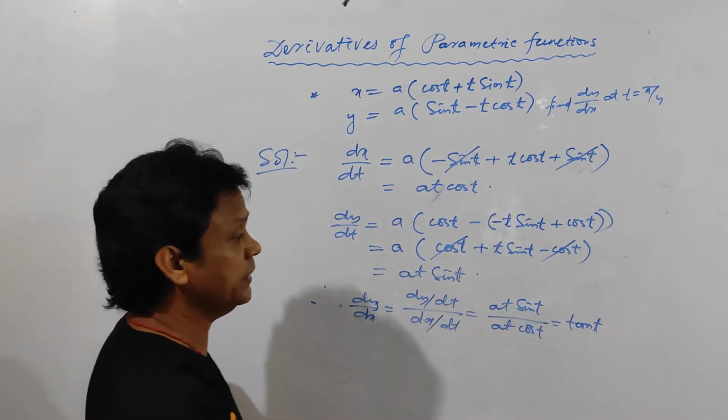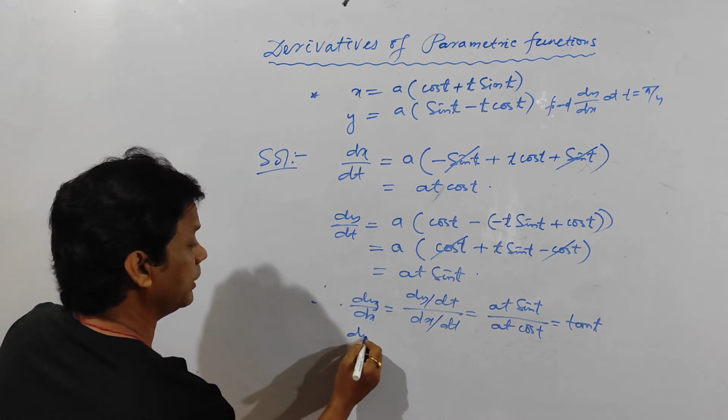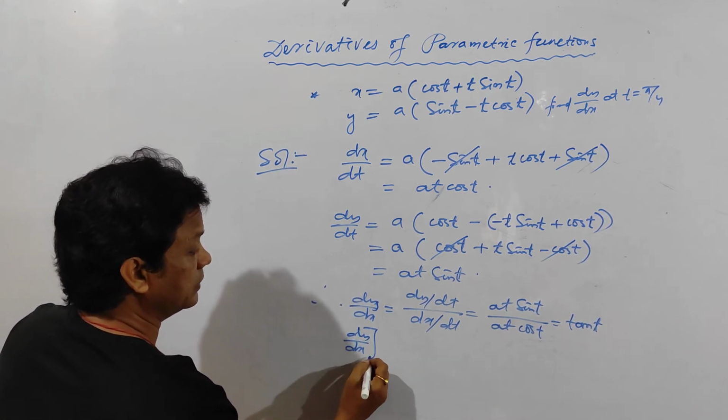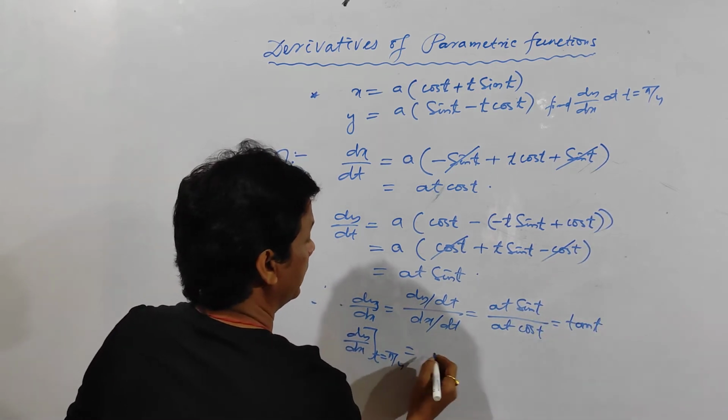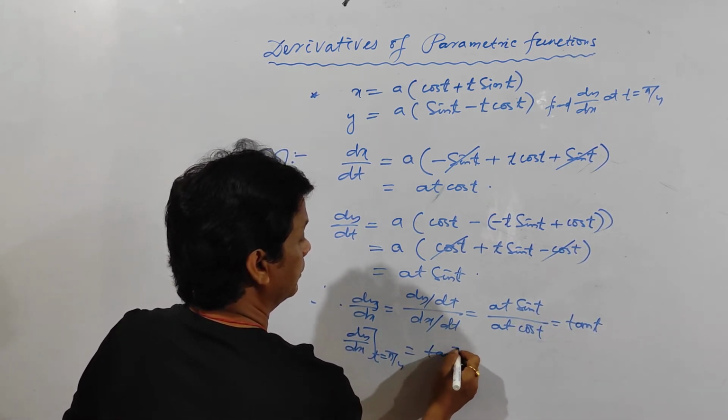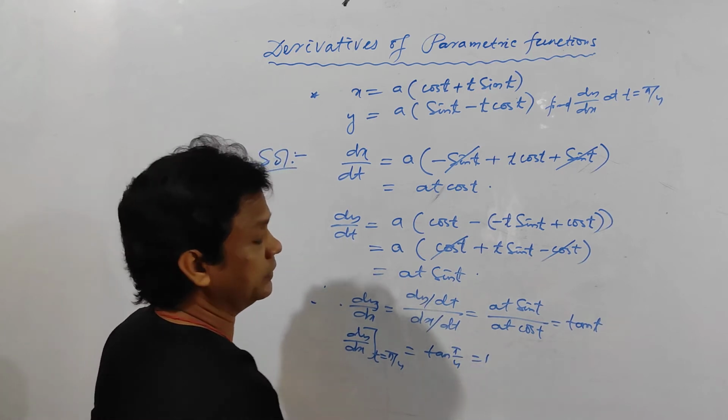Find dy by dx at t is equal to pi by 4. Then dy by dx, you should write like this. At t is equal to pi by 4. Put t is equal to pi by 4. It is tan pi by 4. And tan pi by 4 is 1. Clear?